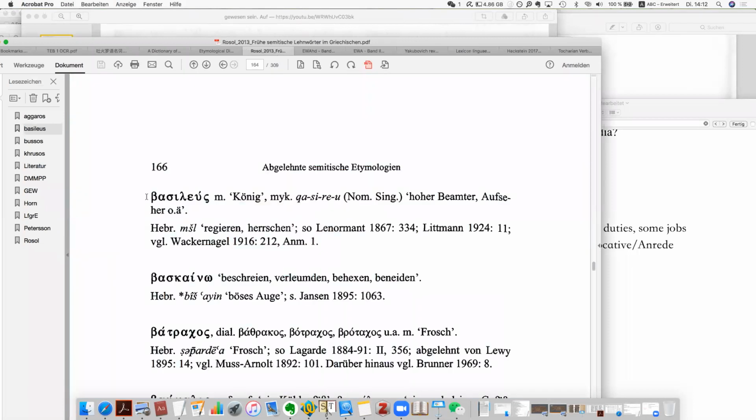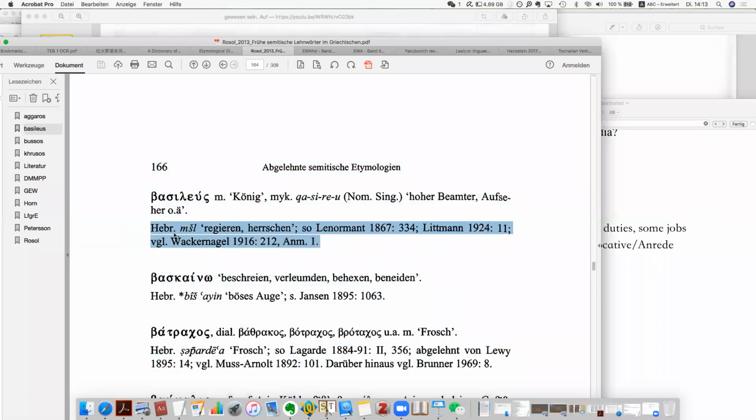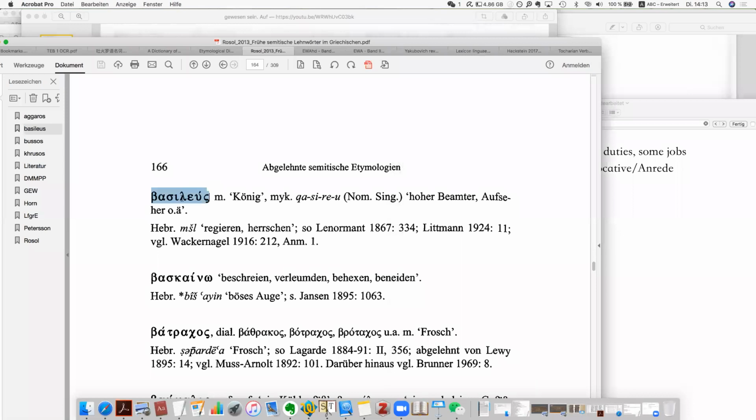And there's also a book discussing the origin of some Greek words, like this one. Some believe basileos is actually a loan word from Semitic. The Semitic loan word could very well be, especially this -eus. Greek -eus is actually an agent suffix, so it means the doer, someone who does something. Yeah, this is actually basileos.